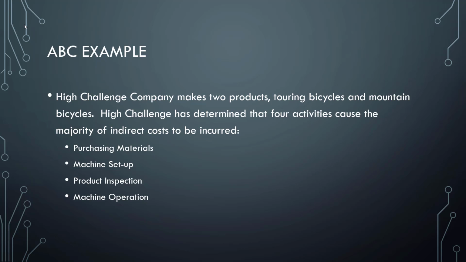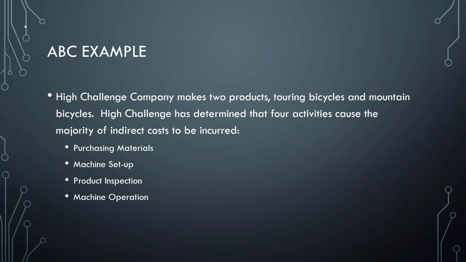Let's briefly do a practice example of a company using ABC in practice. For this example, we have High Challenge Company. They make two products. For the sake of keeping it simple, we'll just do two. Obviously, most companies have more than two products, but if you can do this for two, you can do it for several. Their two products are touring bicycles and mountain bicycles.